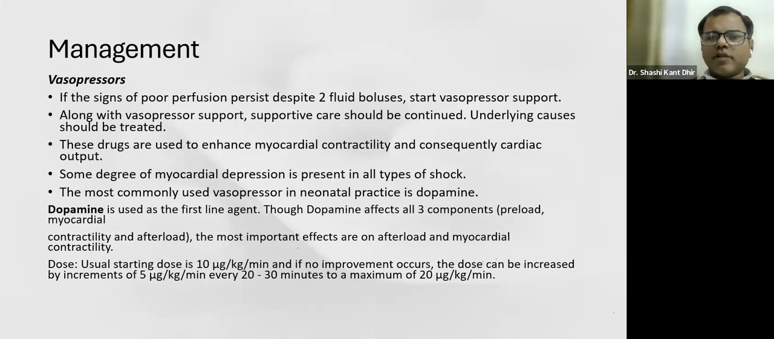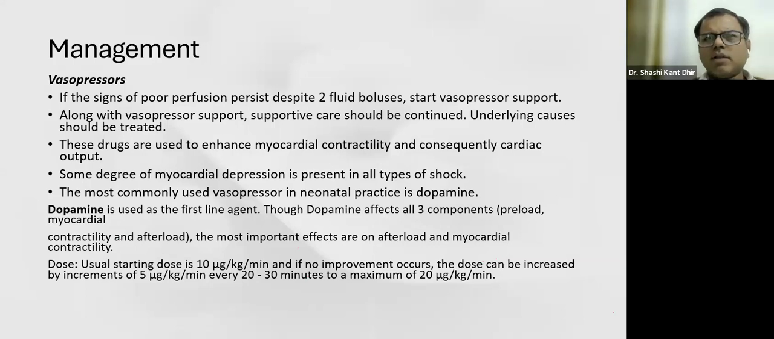And the vasopressor should be started, right? So the most common vasopressor which we give is dopamine. It is the first line agent. It is a very good drug. Usually we start at 10 microgram per kg per minute. And if there is no improvement, we can increase by 5 microgram every half an hour to a maximum of 20 microgram. So we start with dopamine.